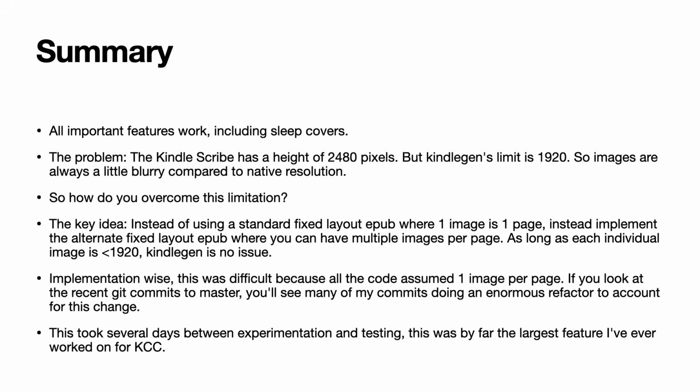All important features work, including sleep covers. The problem: the Kindle Scribe has a height of 2480 pixels, but Kindlegen's limit is 1920, so images are always a little blurry compared to native resolution. So how do you overcome this limitation? The key idea: instead of using a standard fixed layout EPUB where one image is one page, instead implement the alternate fixed layout EPUB where you can have multiple images per page. As long as each individual image is less than 1920, Kindlegen is no issue. So you just stack 2 images on top of each other. That's basically the whole idea.